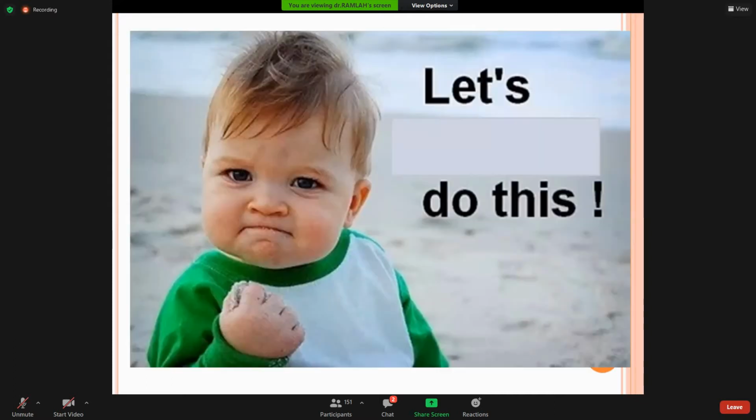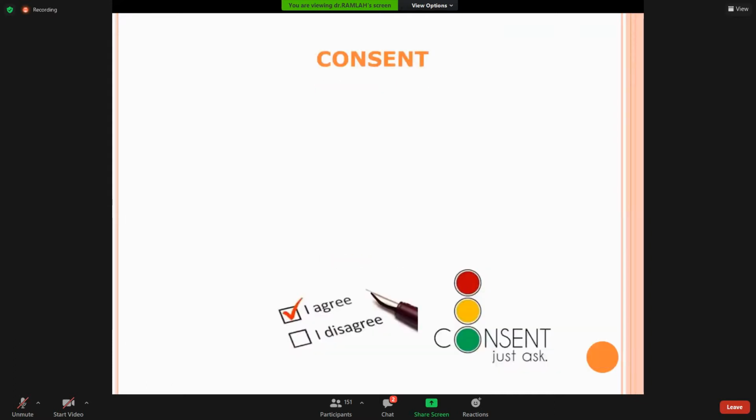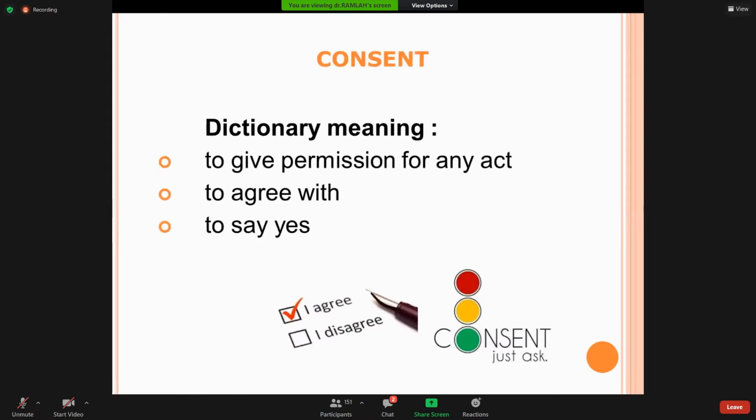So let's do this. First of all, let's start with what we really mean by consent. According to the dictionary meaning, consent means to give permission for any act, to agree, to say yes. This is the same as what we do in our normal practice, and it is related to ethics and morals as well. You ask somebody, can I have this? If somebody lets you know, yes, you can have this, it means the person has given you the consent. So consent is two-way traffic.